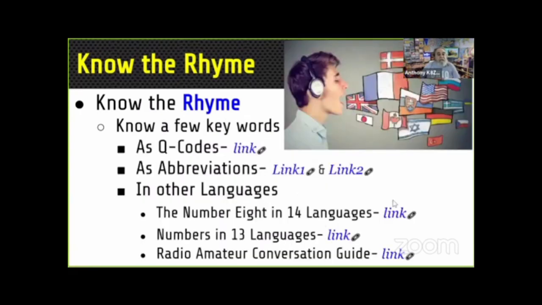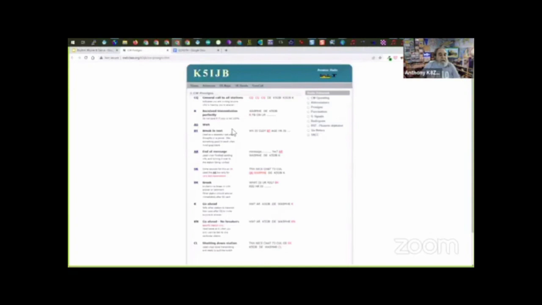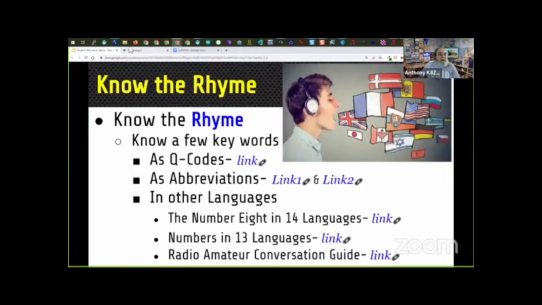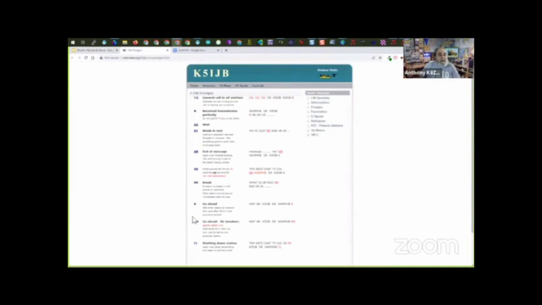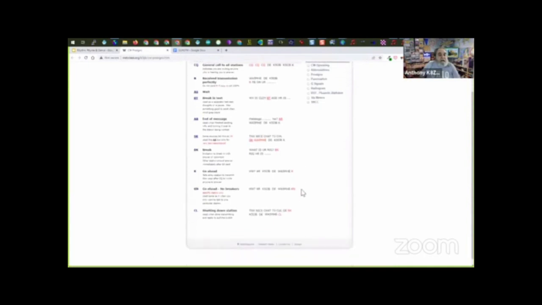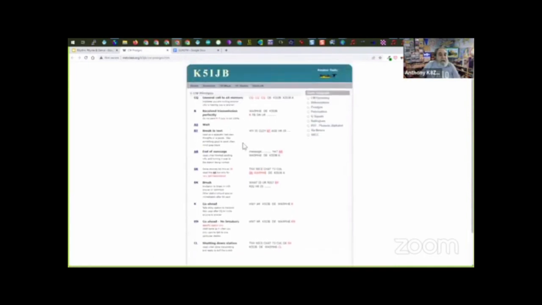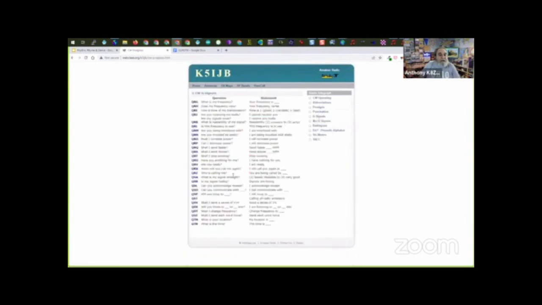Some other things that can be very helpful are knowing keywords. I have a link here to Q codes, and again, as I said, when you see that little symbol there, that font, that means there's a link there. And here's some of the most common abbreviations and Q signs available here, and you can click on these links on the side here to see each of these.